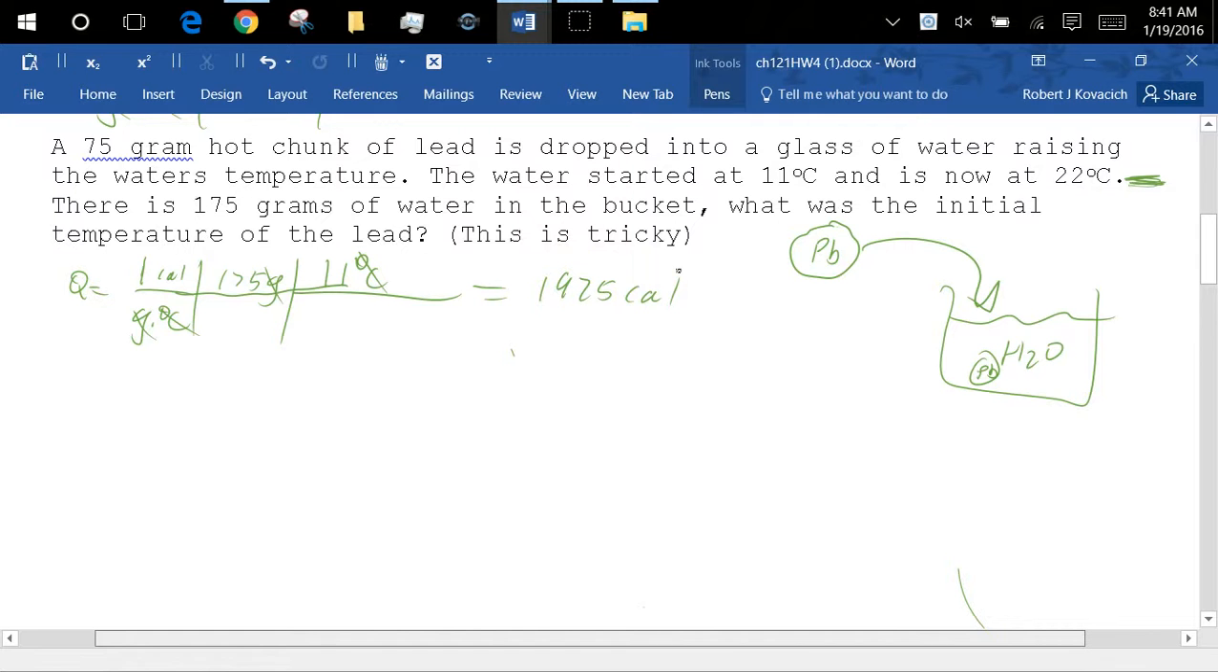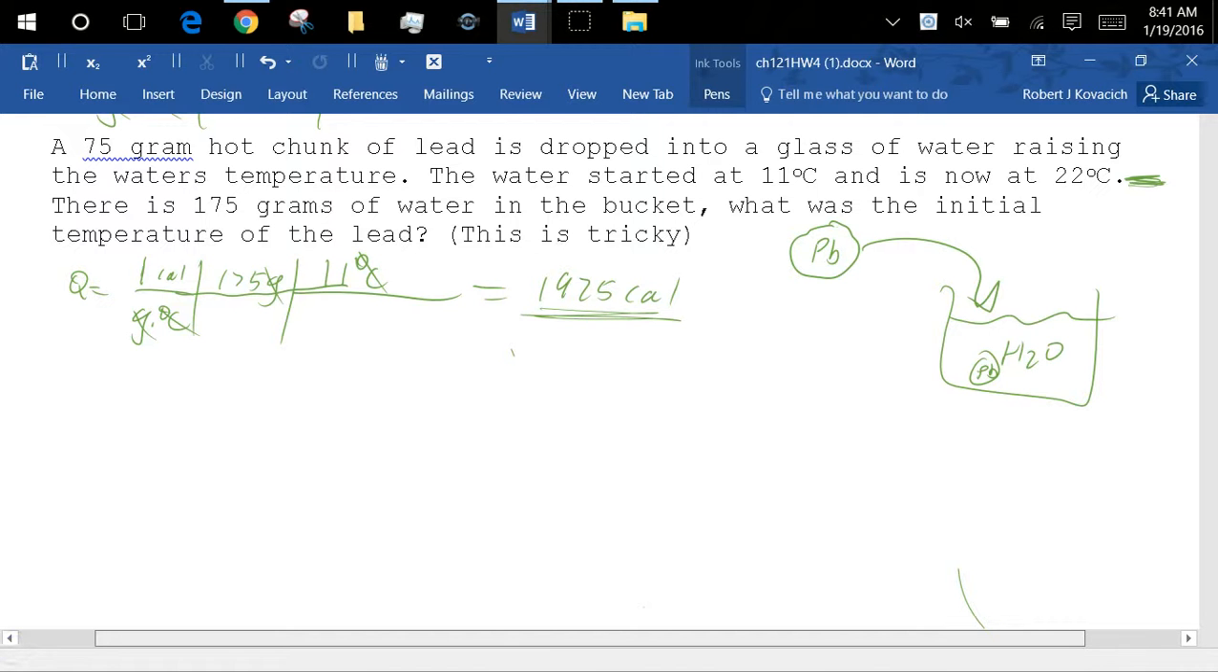Don't sig fig the thing, because this isn't what anybody was asking you about. Just keep all of these numbers. The only time you sig fig is when I answer the question, which is what the initial temperature is. That's when I'm going to take care of that. So I know that this water heated up, it gained 1,925 calories of energy. Do I know anything else now that I know that?